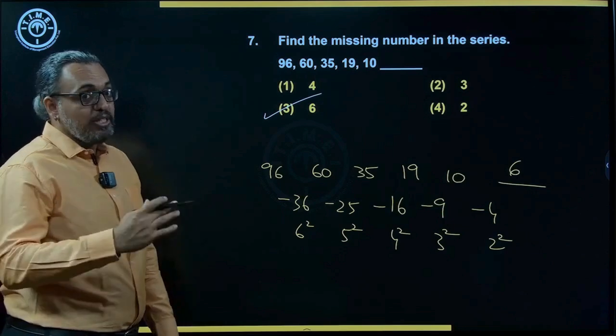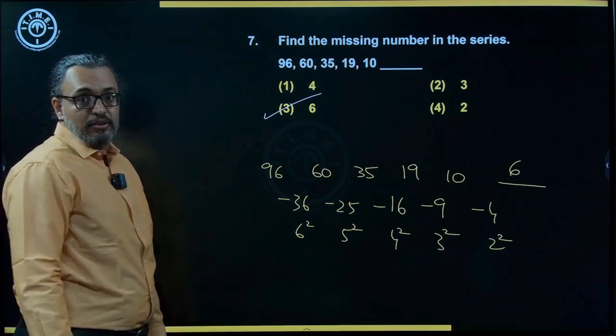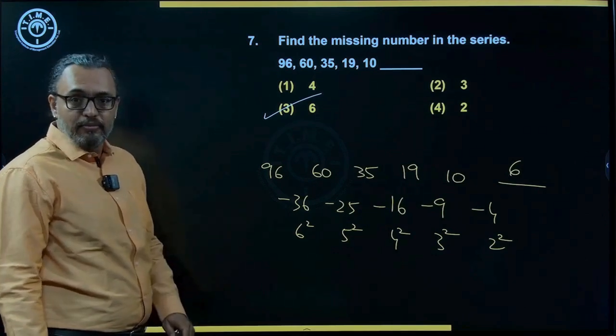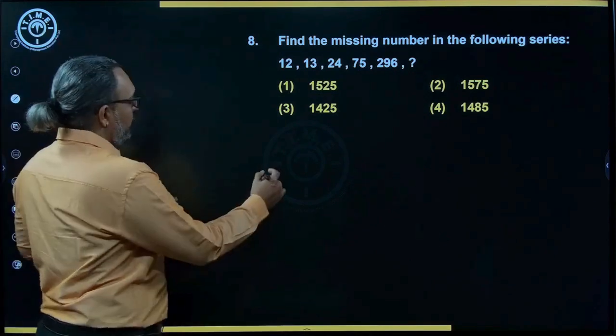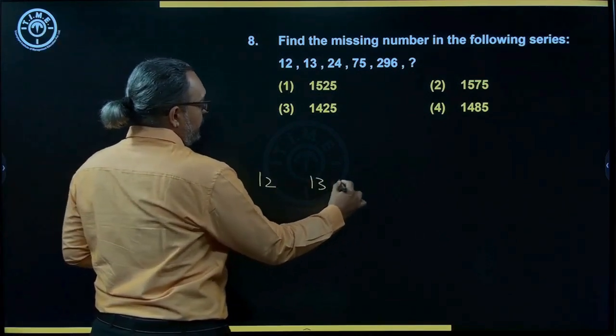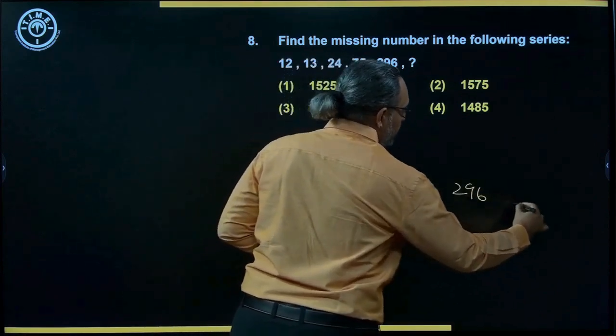Always observe the given numbers and you'll know what to do. Keep in mind the options and work on it. Then next we have 12, 13, 24, 75, 296, blank.